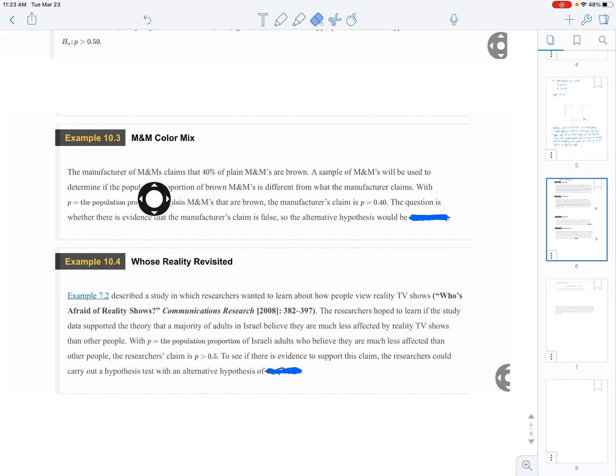So the manufacturer of M&Ms claims that 40% of plain M&Ms are brown, and a sample of M&Ms will be used to determine, okay, here's the claim you're trying to determine: if the population proportion of brown M&Ms is different than what the manufacturer claims. That's what you want to test. If the population proportion is different than this, therefore your alternative hypothesis is that p is not equal to 0.4. That is, different than 0.4.